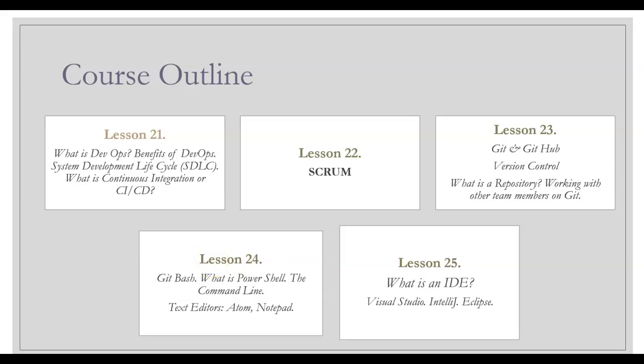So we're going to talk about what is DevOps, benefits of DevOps, and the system development life cycle in software. And also we're going to talk about what is continuous integration, or CI/CD. Lesson 22, again, we're going to talk about Scrum. I want to reiterate agile events, because you're going to be using this a lot. It's going to be a lot hands-on.